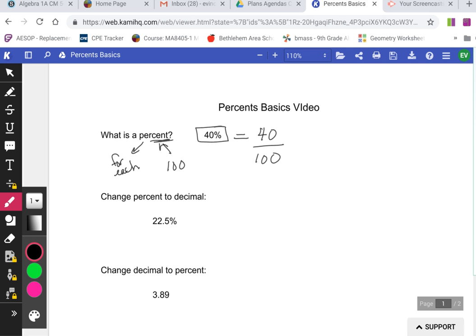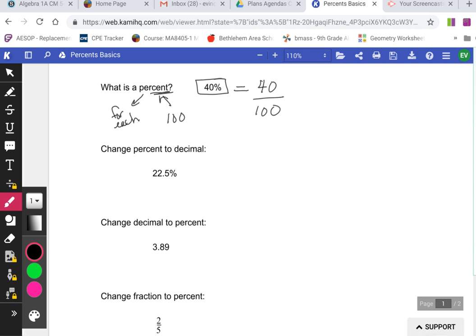So knowing that information, we can now change decimals into percents and percents into decimals. So our first percent to change into decimal is 22.5%. So when we change from percent to decimal, we're actually going to divide by 100. So we take 22.5 divided by 100, which is 0.225. And that's the equivalent decimal for the percent 22.5.